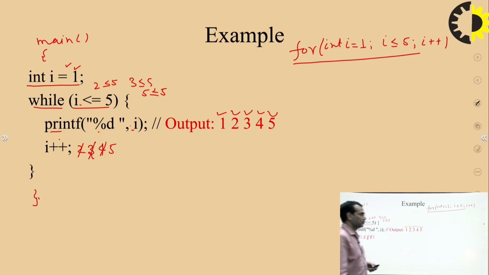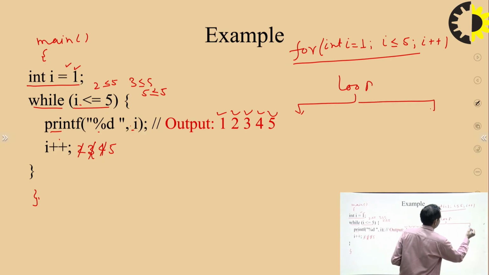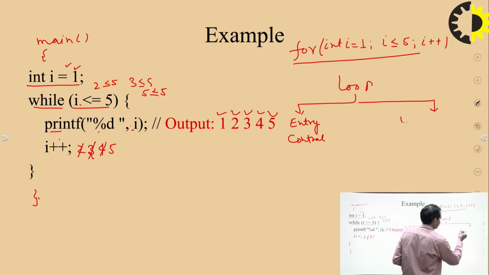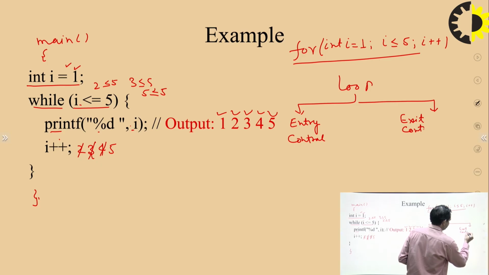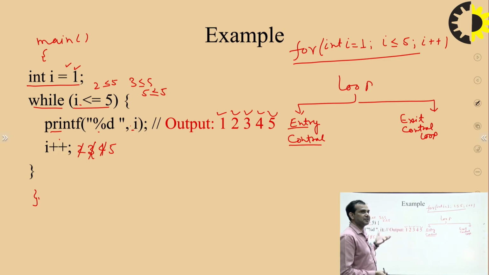Basically, when we define loops, we define them in two types. One is the entry control loop, and the second one is the exit control loop. The entry control loop means that before the execution, it will check the conditions.